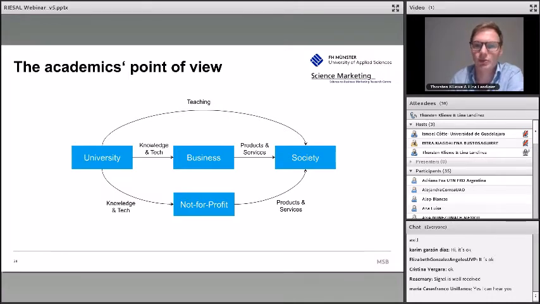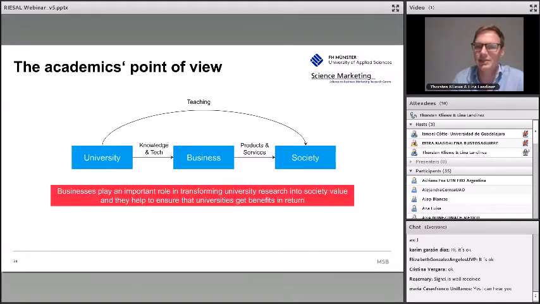Not-for-profits are also oriented to profit, but it's not their main goal to make the profits. But the reality is that businesses are generally the vehicle to make societal impact. And that is an important thing to understand, that we as universities need businesses to transform our research into societal value. Or if you like, they are an important and necessary vehicle.